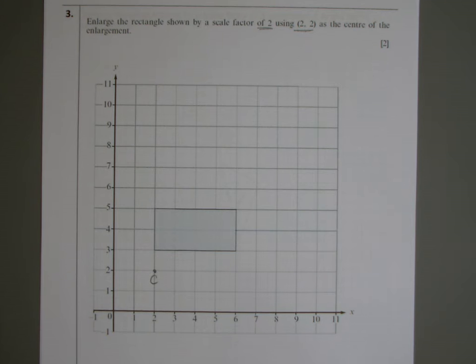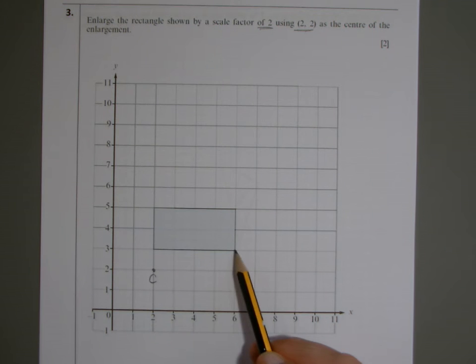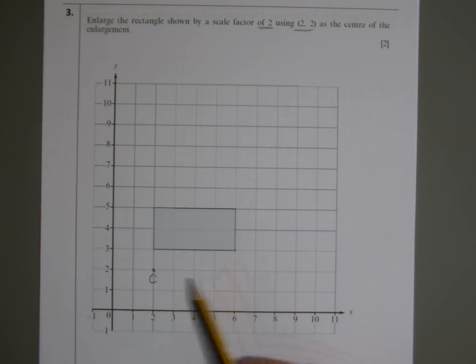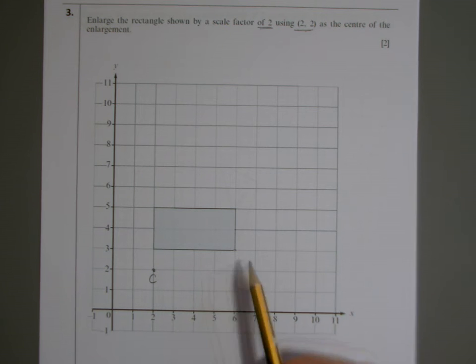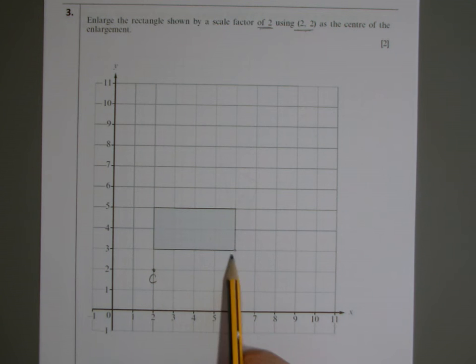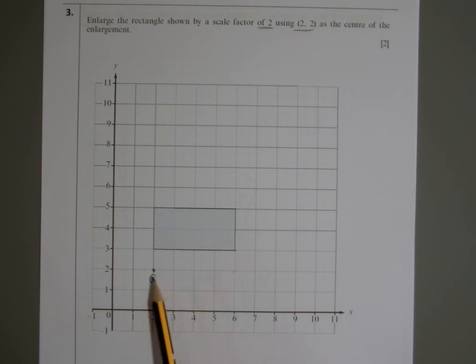So remember, just like in the previous question, you choose a corner point of the shape. So for instance, let's choose that corner point there and ask yourself, how do I get from my center of enlargement to that point? Well, you've got to go across 4 up 1 from my center. Now because you want to enlarge it by scale factor 2, you're going to double that journey. So instead of going across 4 up 1, we're going to go across 8 up 2.